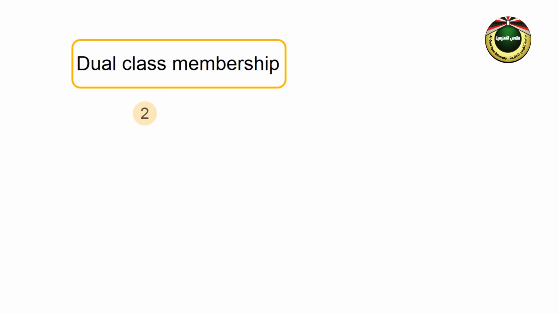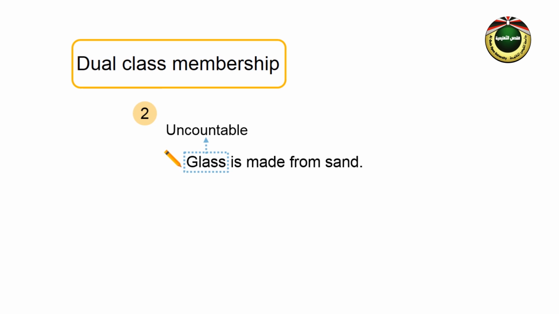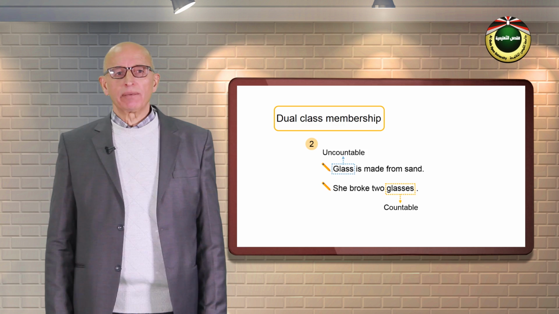Number 2, A, glass is made from sand. Here, glass is uncountable. B, she broke 2 glasses. Here, the noun glasses is used in the countable form.